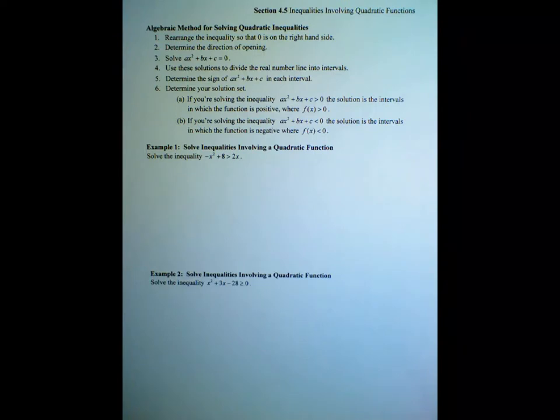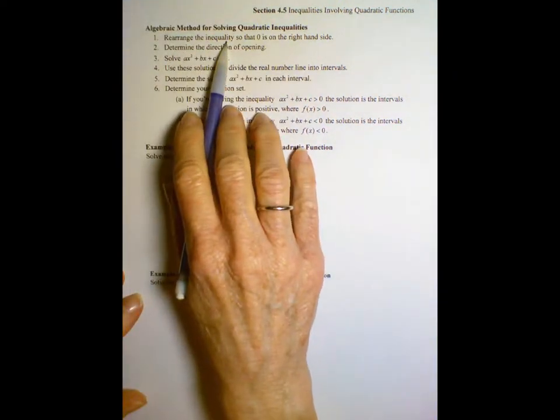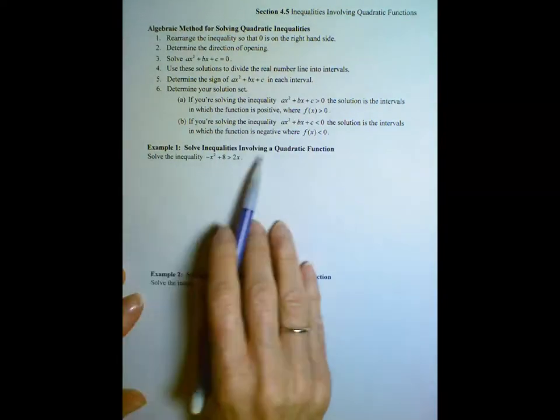Okay, section 4.5, inequalities involving quadratic functions. Now let's summarize what our steps are for solving quadratic inequalities and work a couple of examples. What we found before in our exploration was that all we need is the direction of opening and the x-intercepts. But we also need to get our quadratic inequality in the correct form. So the first step is to rearrange the inequality so that 0 is on the right-hand side. So that's the first thing we'll do.